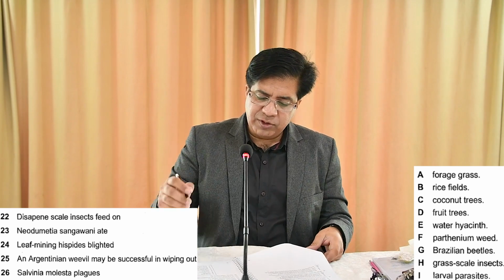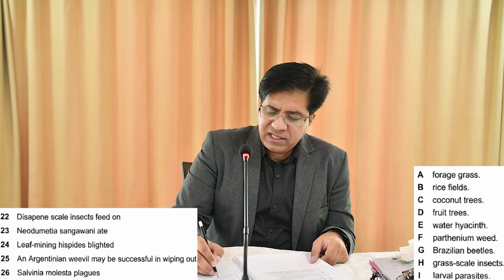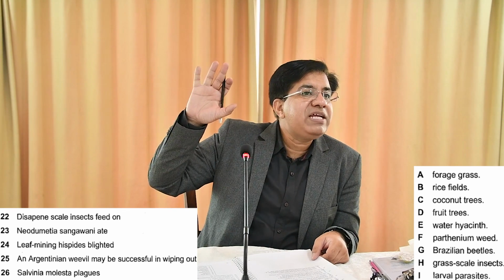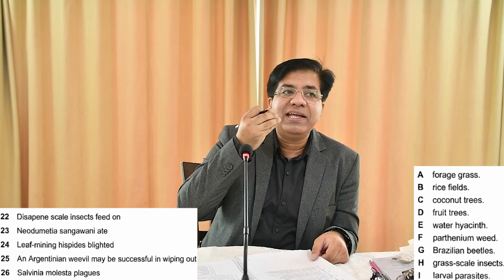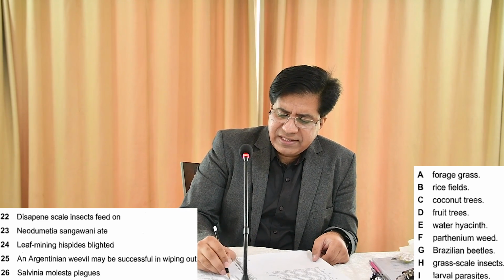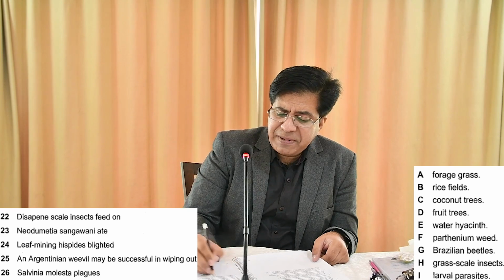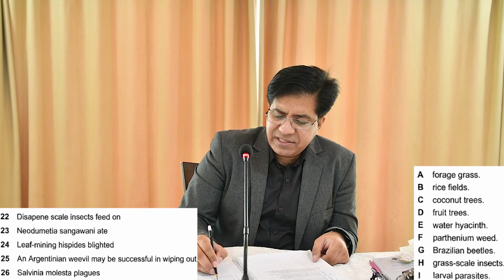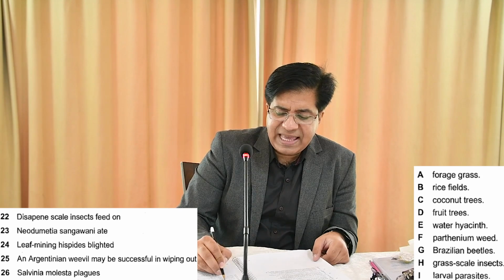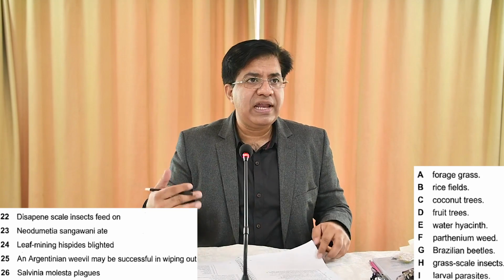Now let's see. Question number 22. Dispense scale insects feed on. Look here. Feed on means what is it that they eat? Very simple. So the question is, dispense scale insects feed on. So the clue word is dispense scale. Now please, you can do it later, okay?